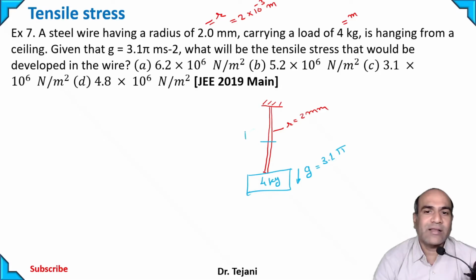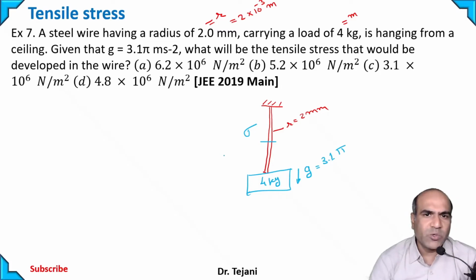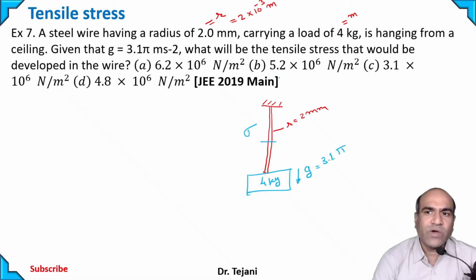It is to be tensile. So we need to find stress sigma. We need to simply find sigma. Let's solve it. So we have the options 6.2 × 10^6 Newton per meter square, 5.2, 3.1, and 4.8. The 10^6 is common everywhere, but we need to identify which of 6.2, 5.2, 3.1 and 4.8 is correct.